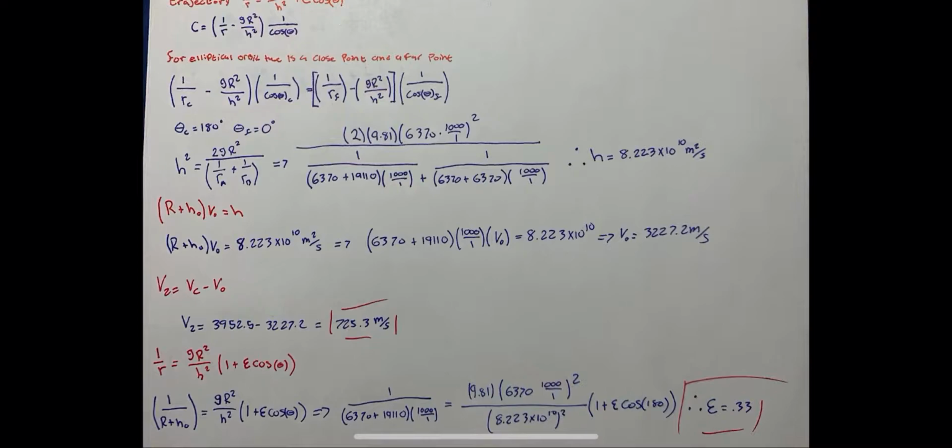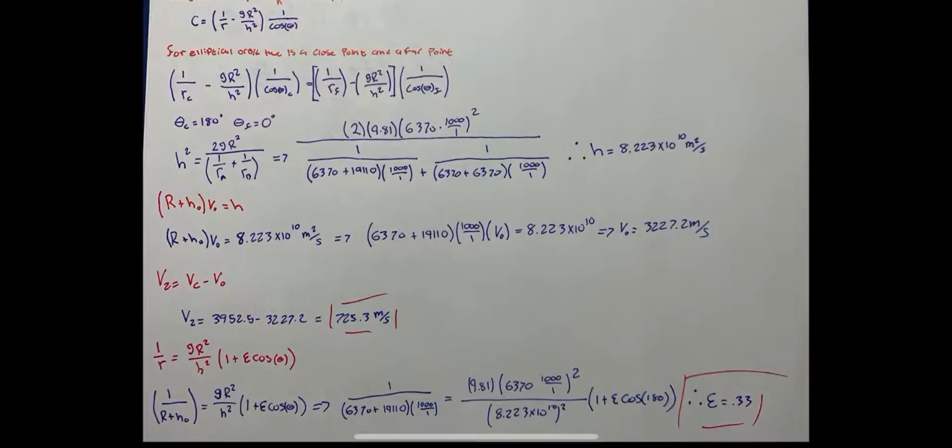And we also know that R plus HO times VO is equal to H. So we can set those equal to each other, plug in our knowns, and get the initial velocity, which is 3,227.2 meters per second. Once again, subtracting that from the circular, we can get that we need to slow down 725.3 meters per second.